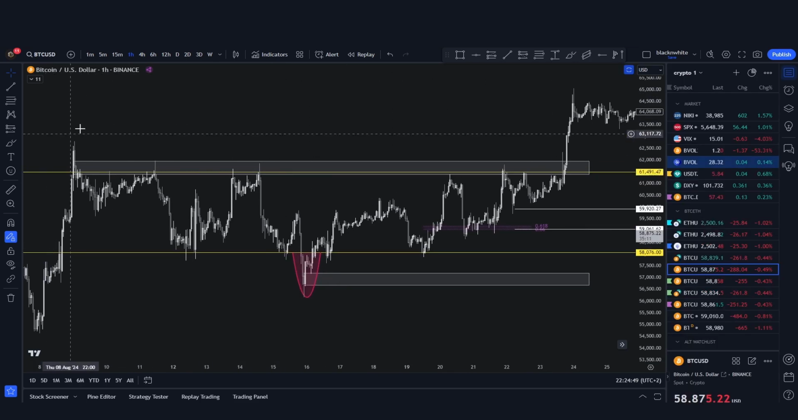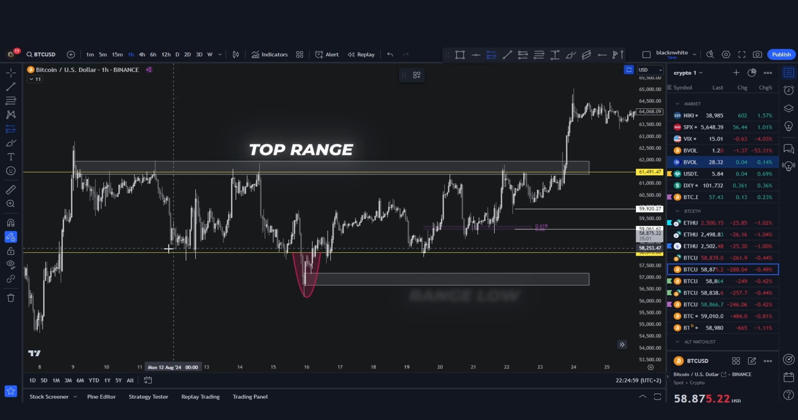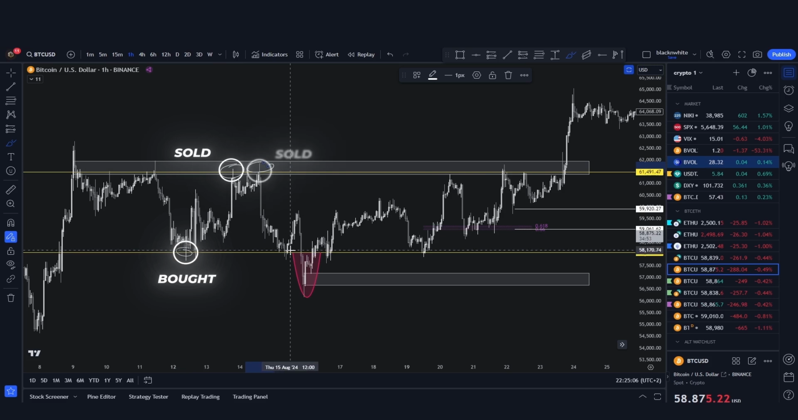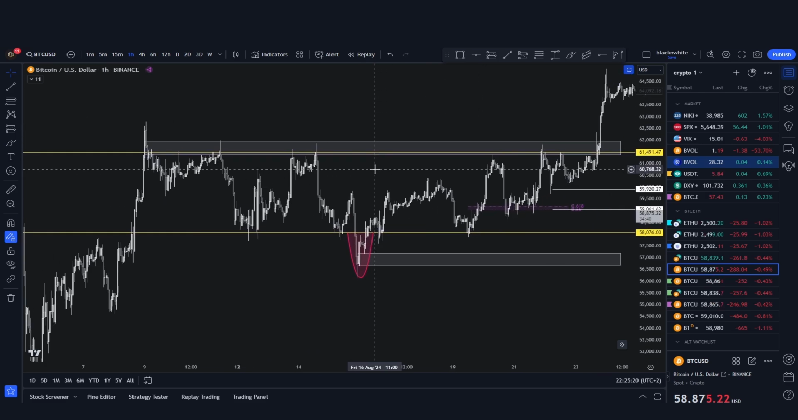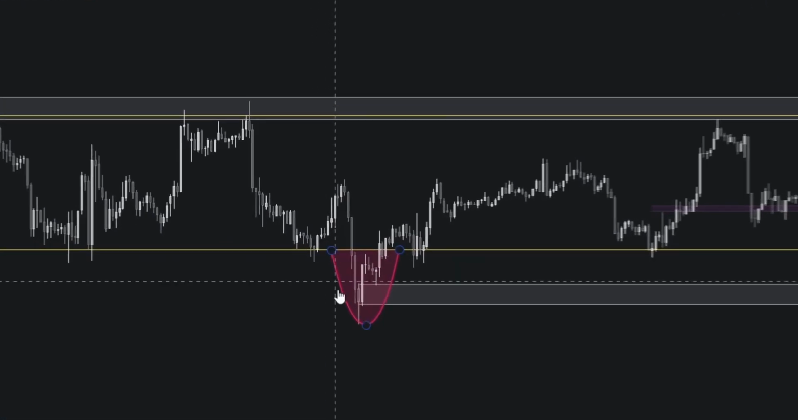So this is the both sides trade. We have a top range right here, or a range high, and then a range low down here. You can see that it acted as support multiple times. You could have bought here, sold here, and then bought here. So shorted, longed, shorted. You can see what I'm talking about here. Going back though, if you were looking for that deviation that I'm telling you about, boom, right here, we got that deviation.